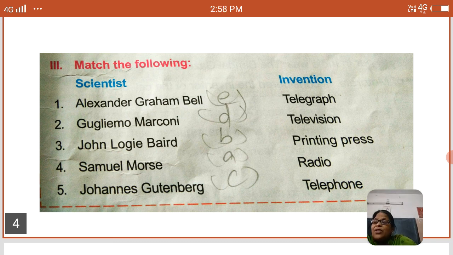So today we have learned meanings, fill in the blanks and match the following, children. In the next video we are going to learn new words and question answers. By that time, read this lesson once again and get ready with your class workbook.